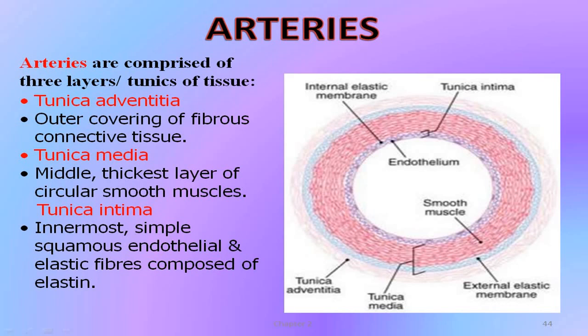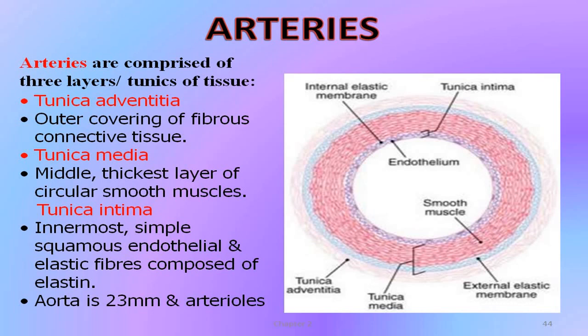So the blood vessels are composed of three layers, or tunics. Tunica adventitia is the outermost. It is made up of connective tissue. In the case of an artery, it is a fibrous connective tissue. The middle one is tunica media. Tunica media is made up of circular smooth muscles. In the case of an artery, it is made up of one or two or maybe more layers of circular smooth muscles, and the innermost is made up of elastic fibers, as well as the inner lining made up of squamous endothelial cells.